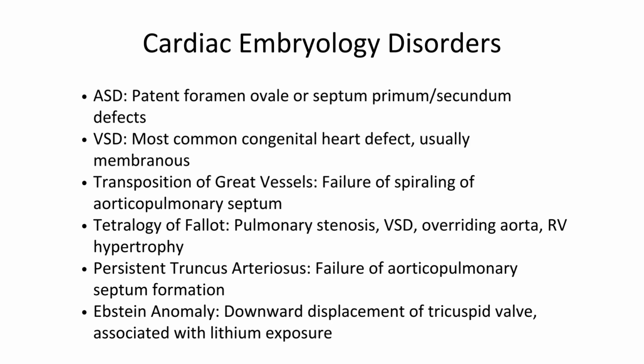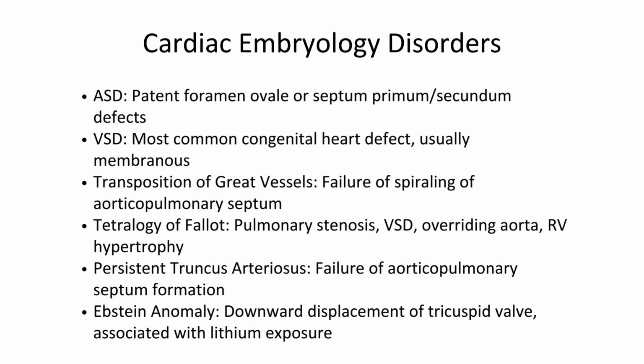Then we have transposition of the great vessels. This occurs when the conotruncal septum fails to spiral, resulting in the aorta arising from the right ventricle and the pulmonary artery from the left. This causes parallel circulations, a condition incompatible with life unless a shunt like PDA or ASD is present.